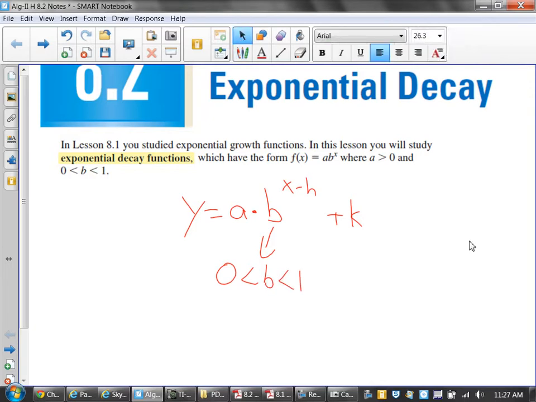Whereas exponential growth, it wasn't. It was usually a whole number: 1, 1.5, something along those lines. Exponential decay has a fraction for b. That's the easiest way to tell the two of them apart. Okay?